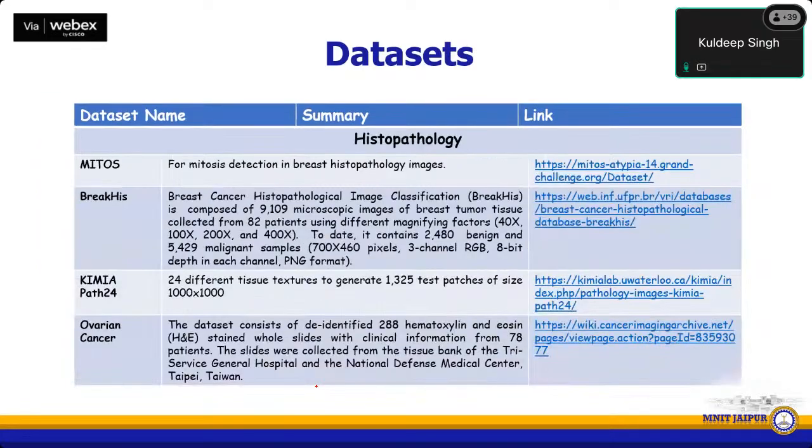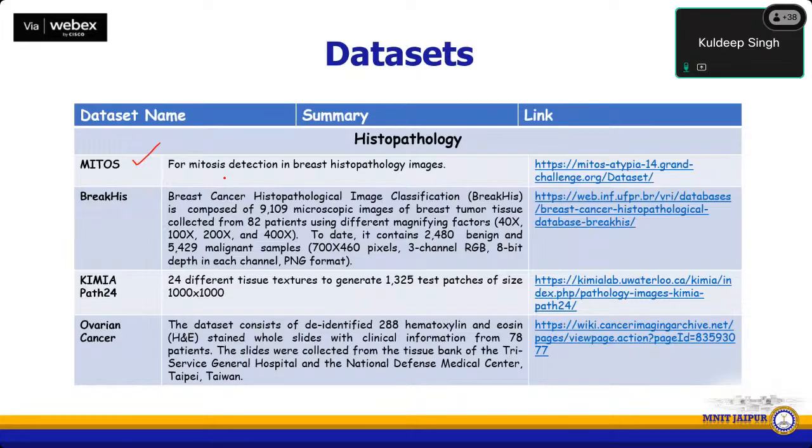Further, histopathology images. I told you that histopathology images are being used for diagnosis of cancer. So one of the popular datasets is METOS. It is for mitosis detection in breast histopathology images.